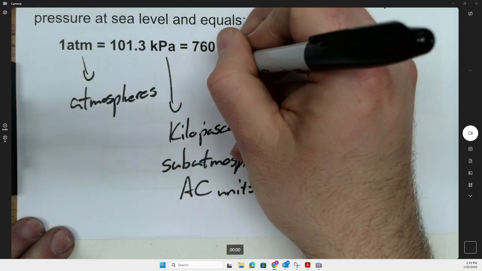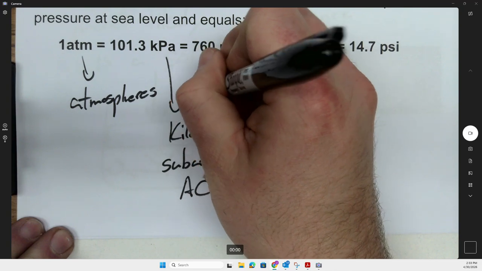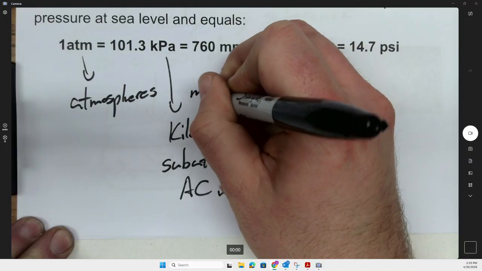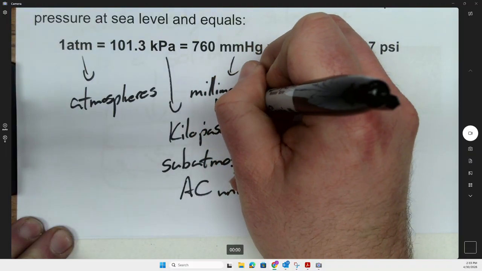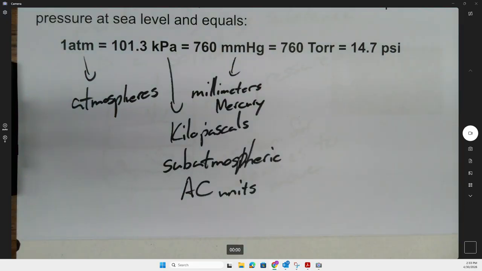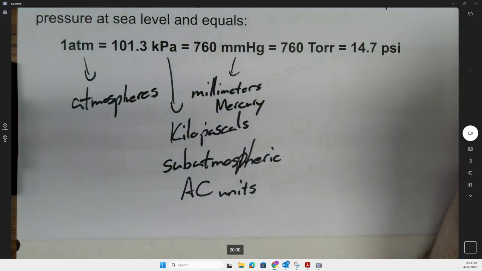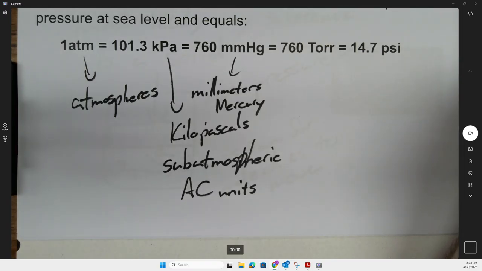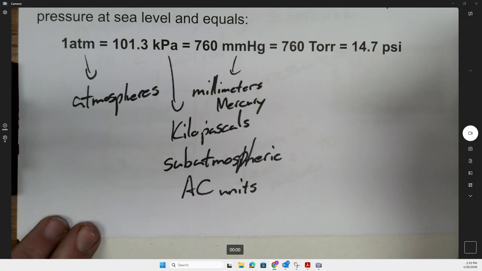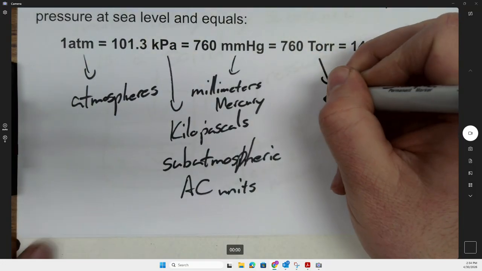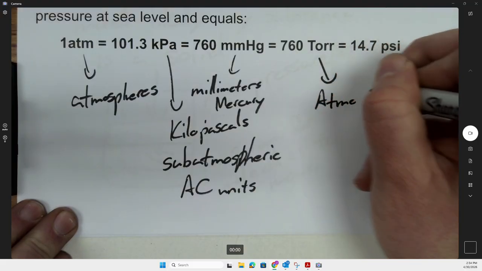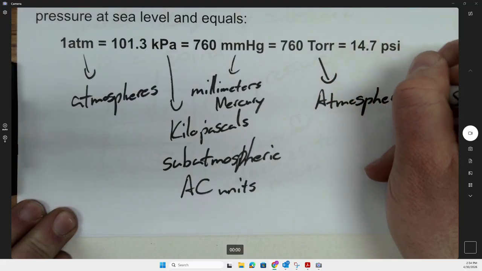mmHg, that is millimeters of mercury. One of the oldest ways for us to measure atmospheric forces is mmHg. Torr is used for atmospheric pressures.